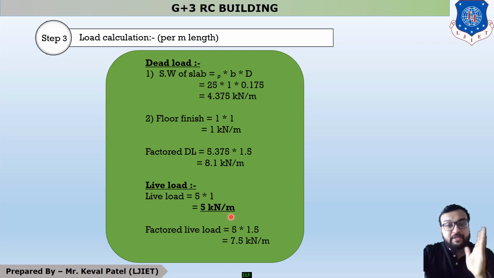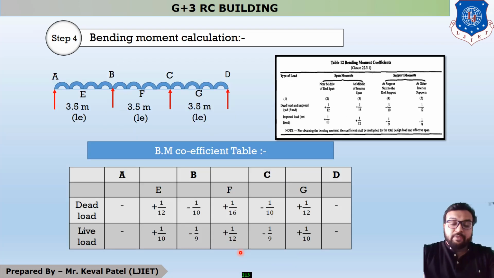But this 5 kilonewton per meter is also an unfactored load. So we have to find the factored load by multiplying by the factor of safety, which is 1.5. So our factored live load is 7.5 kilonewton per meter. Students, this is the calculation of our step number 3, which is the load calculation. Now, step number 4 is the most important step. Our step number 4 is bending moment calculation.